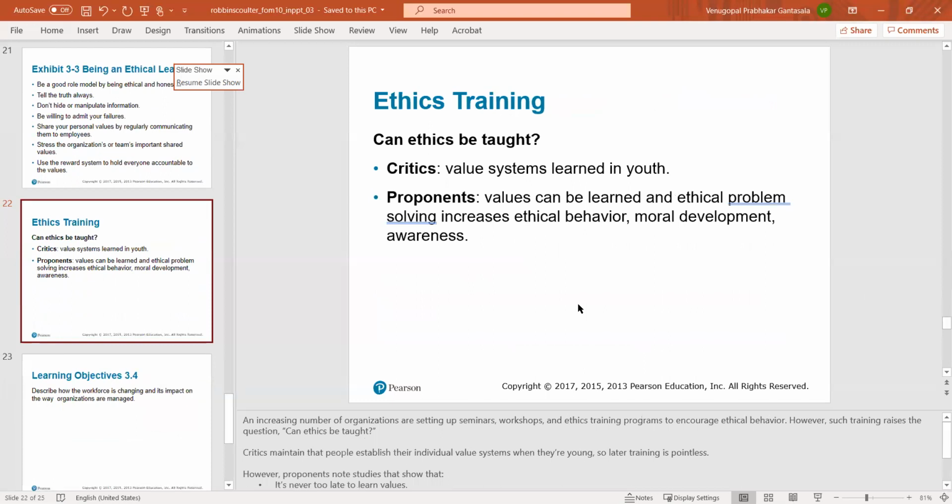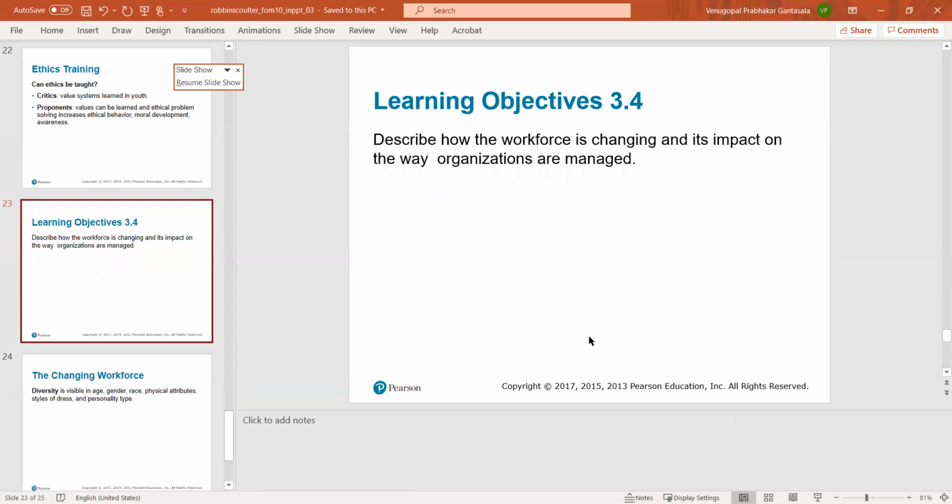Can ethics be taught? Yes, of course it can be taught. Value systems are learned by people when they are young, and all of us, as we grow in age, in school, in college, in businesses, we learn ethics. And it's very important because it keeps your own continuity at the workplace and it contributes to the organization's reputation and brand image. So it has to be taught.